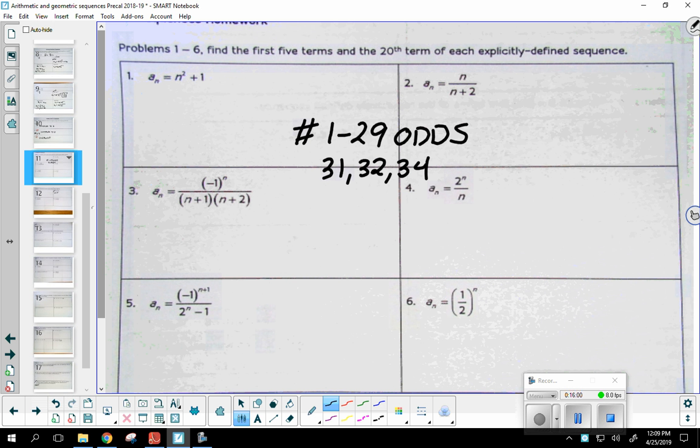Absolutely. That's what we're going to do for the rest of our time. So if you guys are looking through this, yes, sir. 35? No, don't worry about 35. 33 and 35, go ahead and omit those as well. Only 1 through 29 odds, 31, 32, 34.